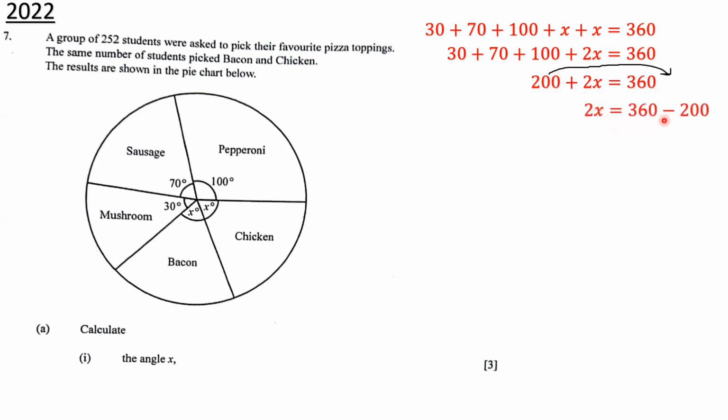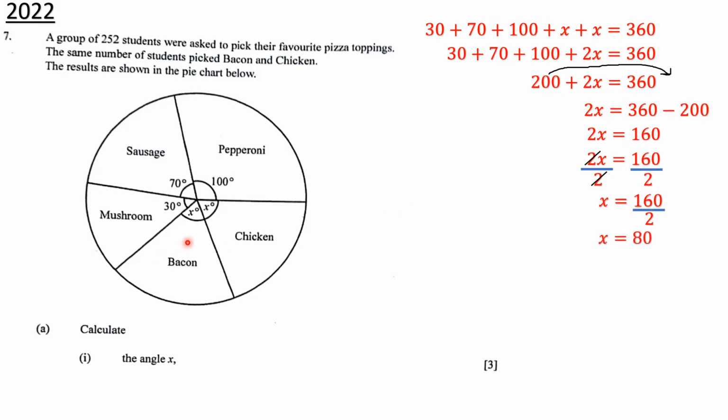So we have 360 minus 200, and 360 minus 200 is definitely 160. And so we have 2x equals 160. We divide both sides by 2. And when we divide both sides by 2, we are left with x is equal to 160 divided by 2, and 160 divided by 2 is definitely 80. And so that means that x is 80.